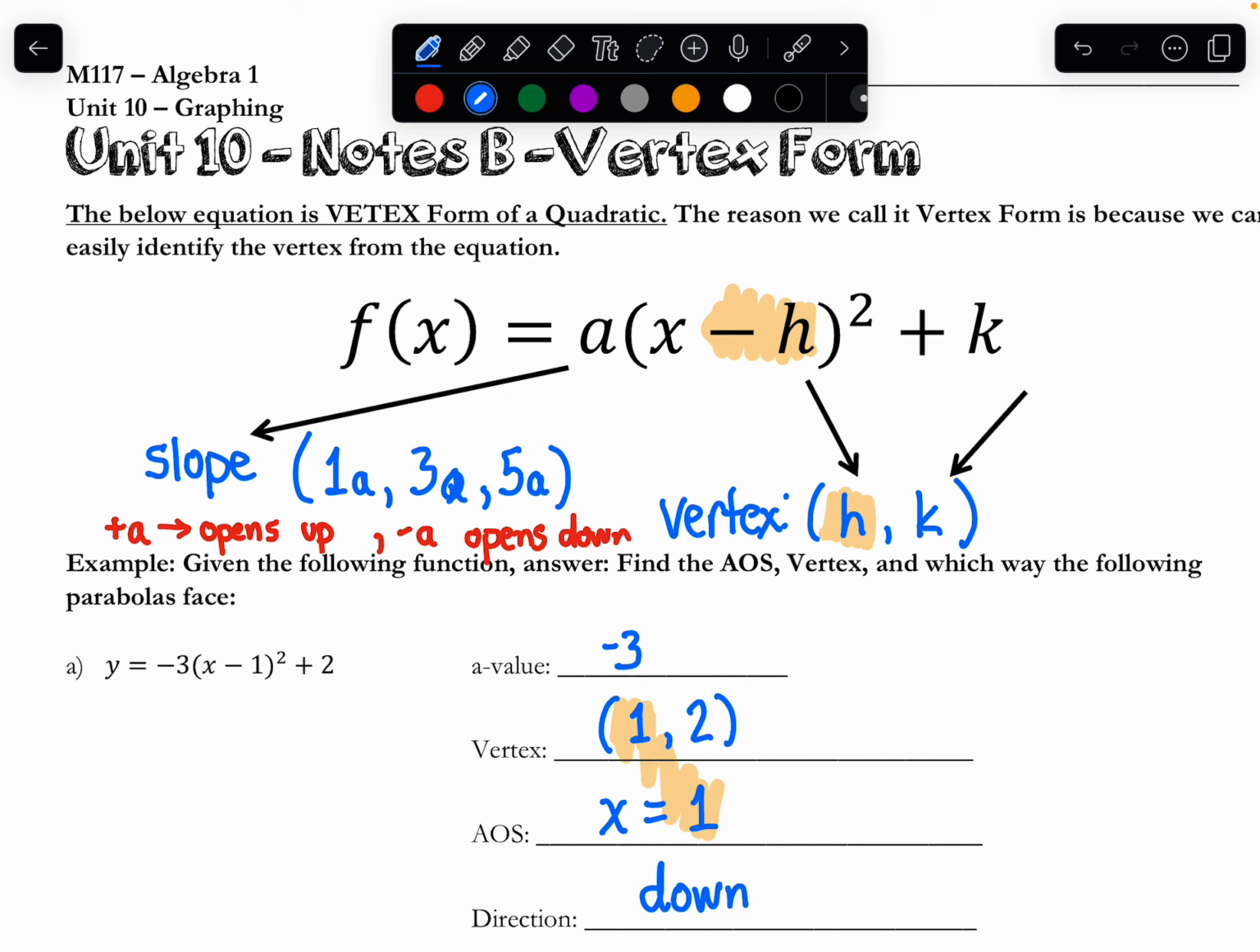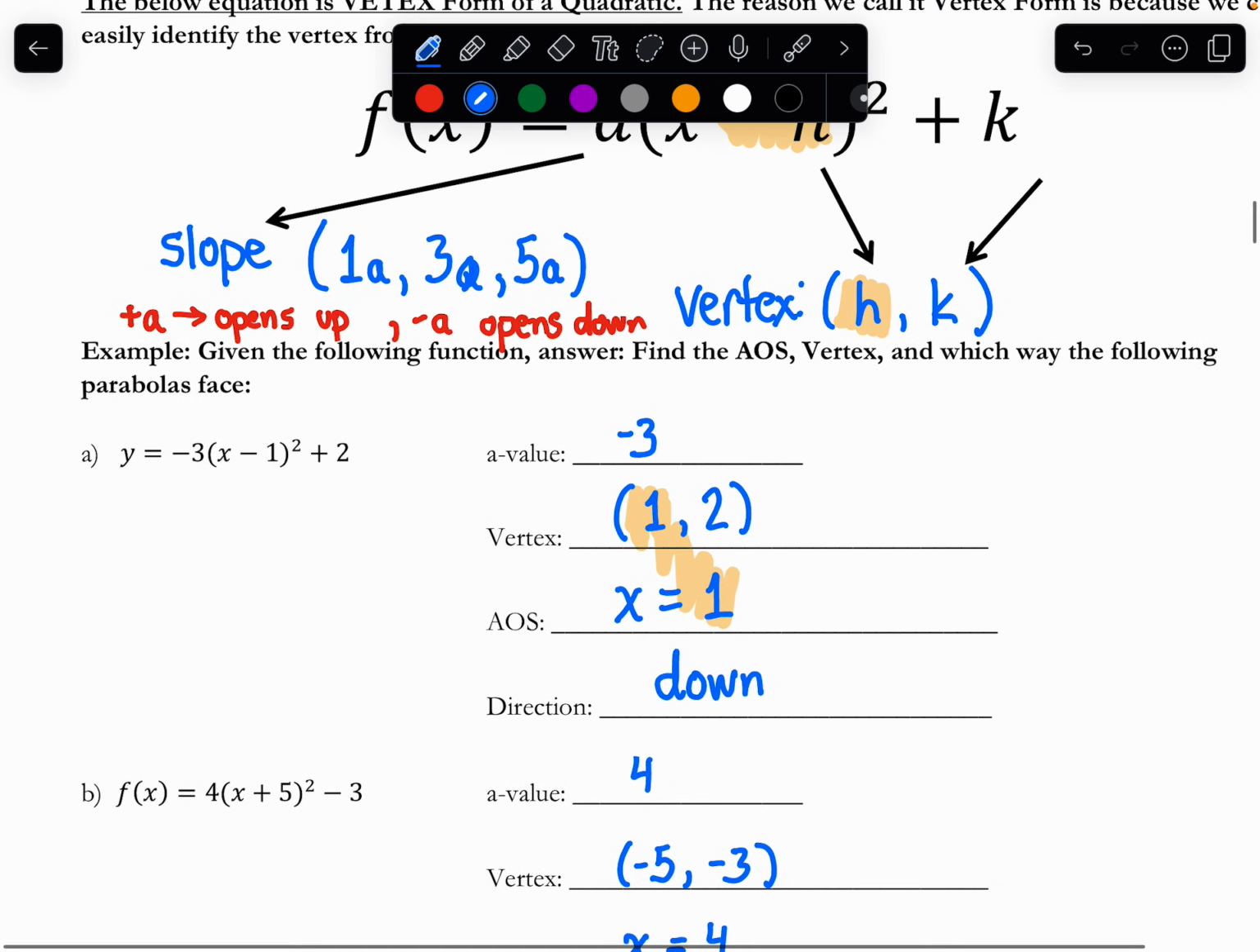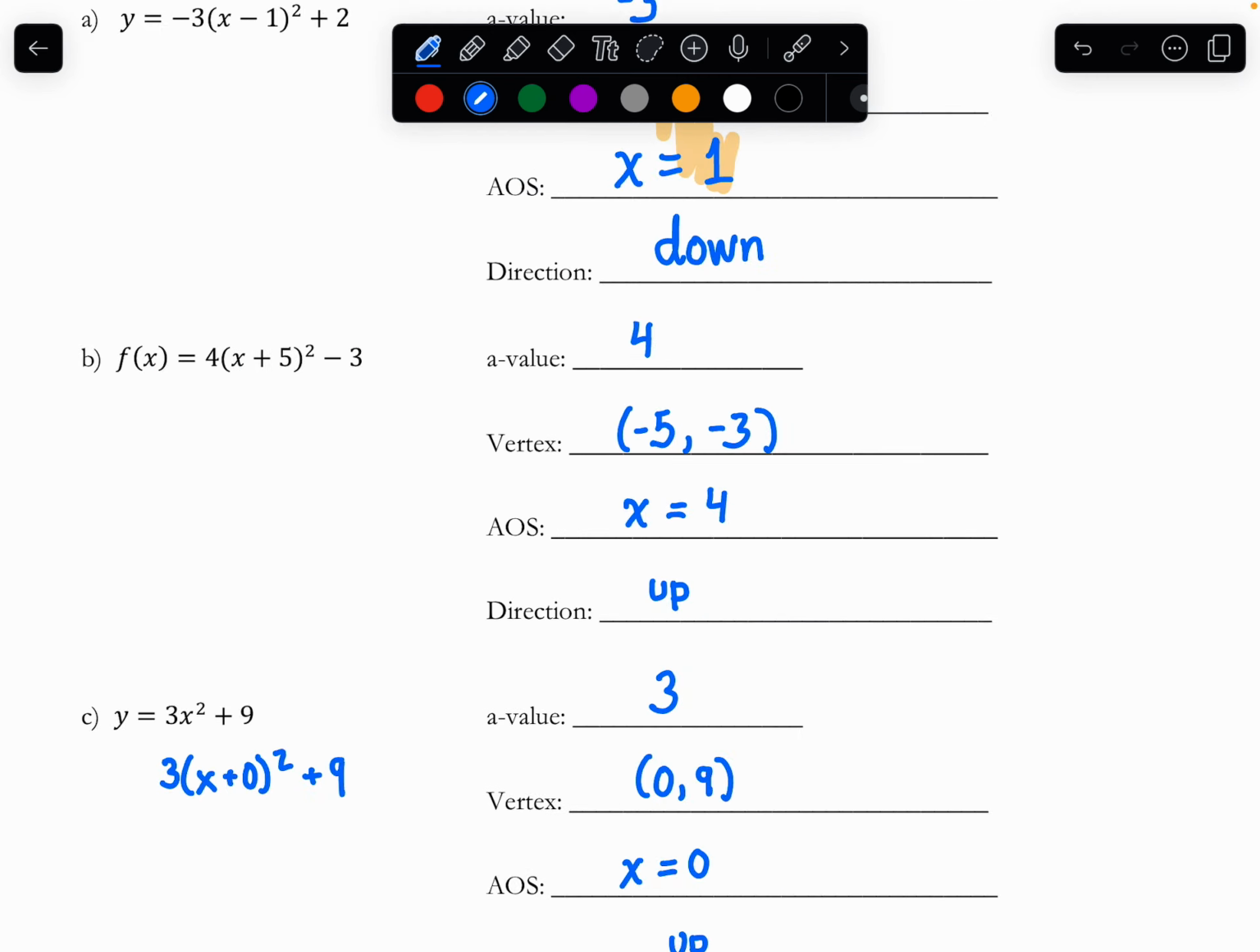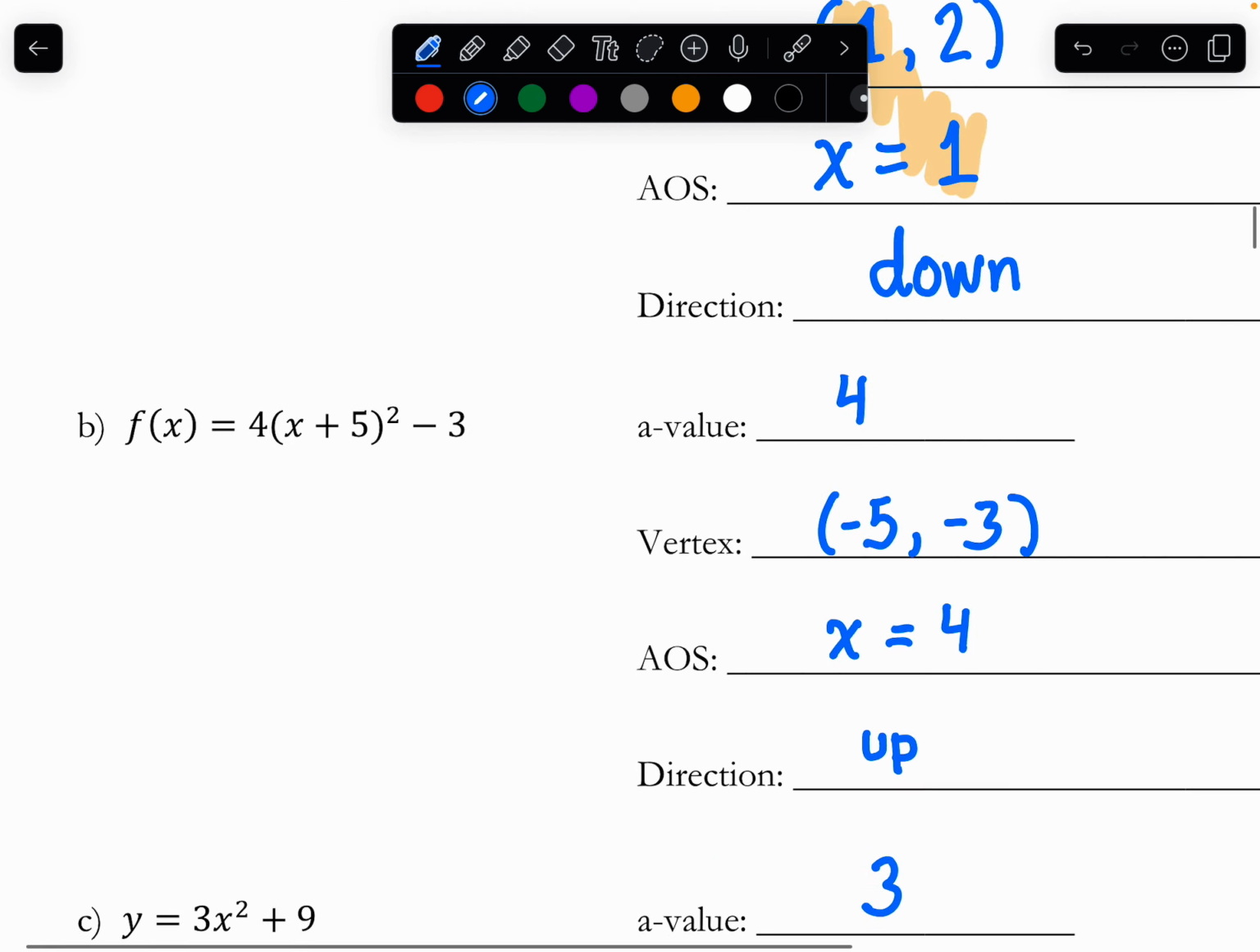You can pause the video, and once you're done, you can unpause it, and let's take a look at what we have. All right, so looking at B and C, there is my A value, 4. My vertex is at -5, -3. Again, change the x, but not the y. My axis of symmetry, this is actually wrong. This should be at -5.